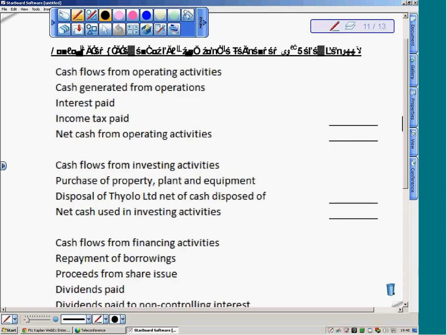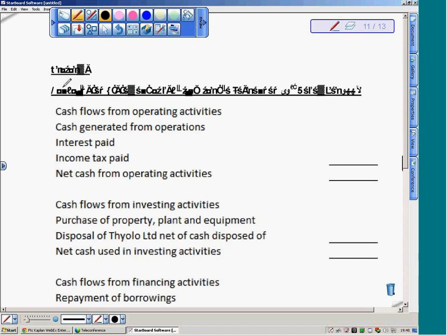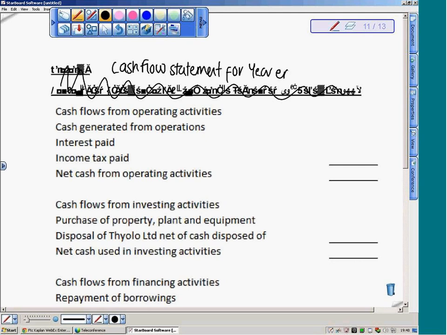Okay, so over the page, what you do have is the pro forma. Again, apologies for the errors there in my version. I don't know why that's happened. That shouldn't be the case. It really is just a title that you want to have, and that is the cash statement for year end 31st December 2009. Okay.